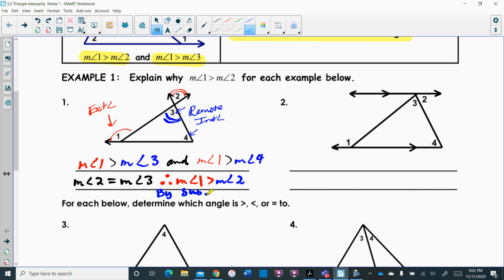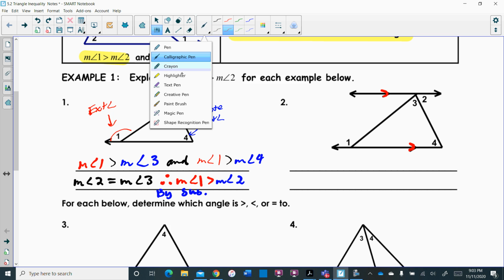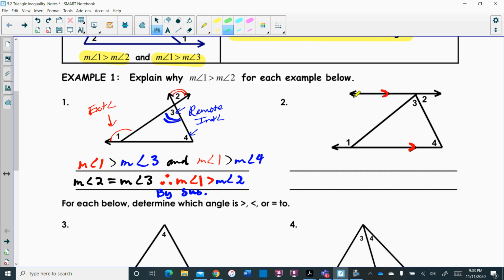So we're going to always compare the outside angle to the remote interior angles. Now, with this next example, we have to pay attention to these important markings right here, these arrows. Let's see if you remember what that indicates. It indicates that we have parallel lines. I'm going to highlight to help you see: all the horizontal lines are parallel to each other.